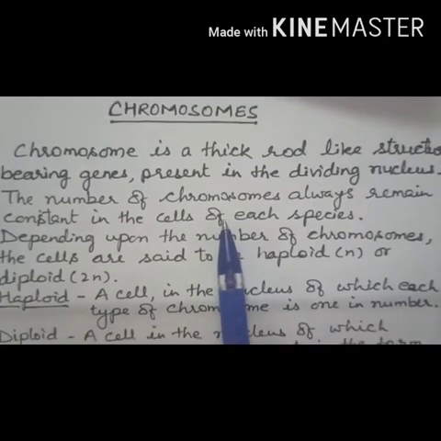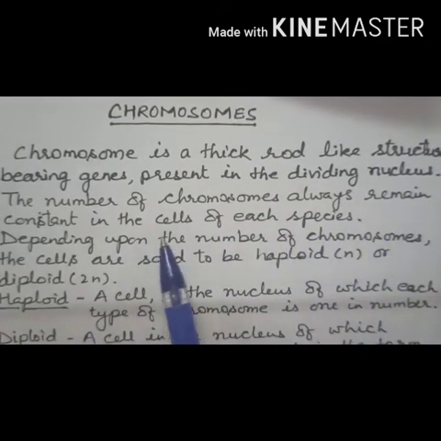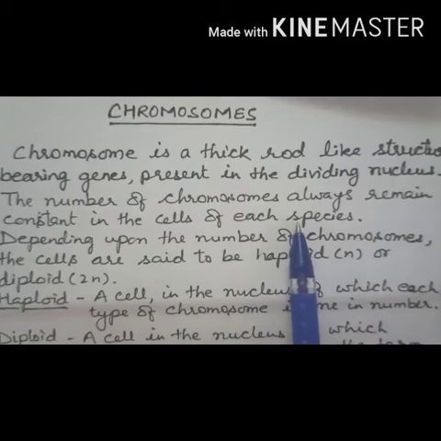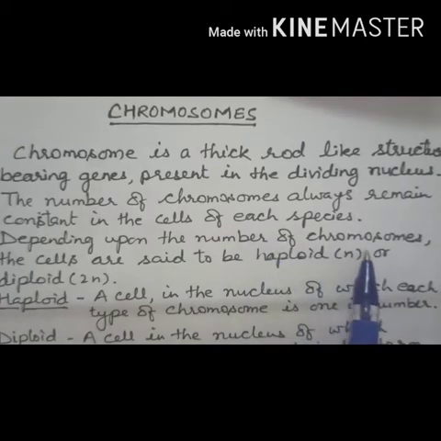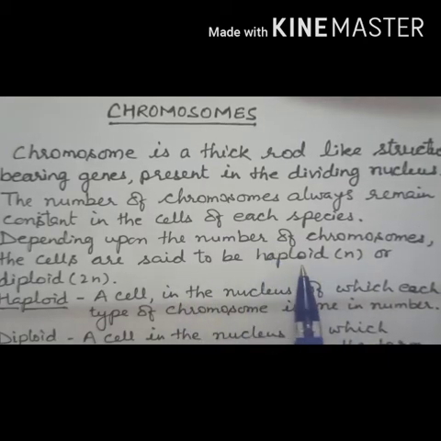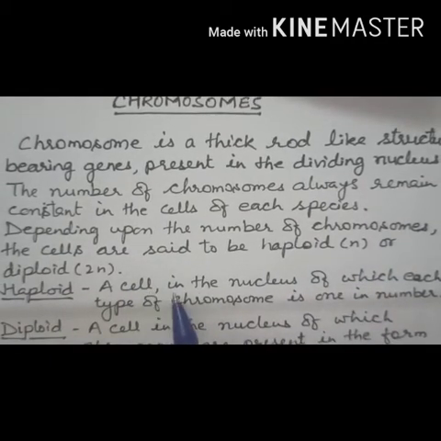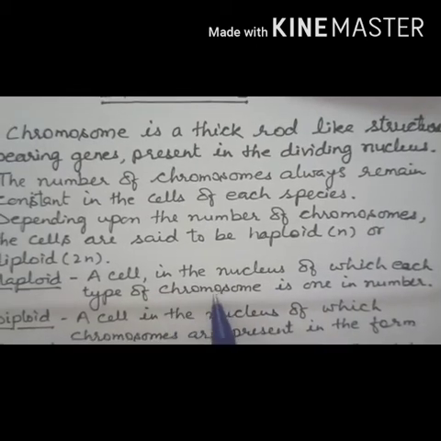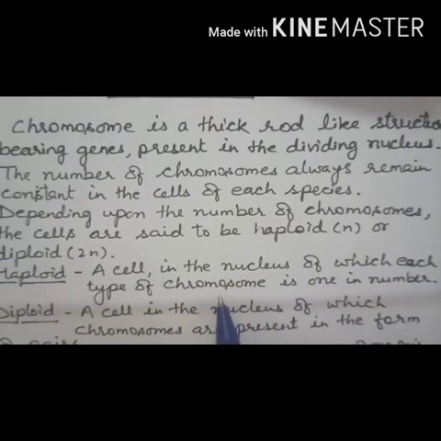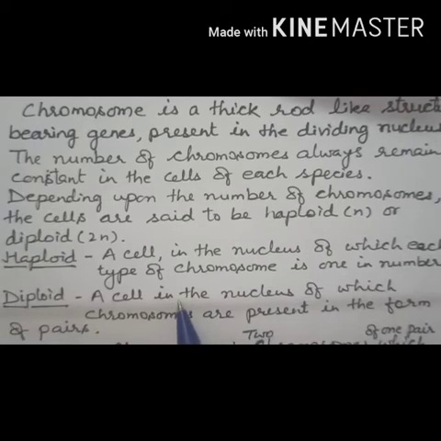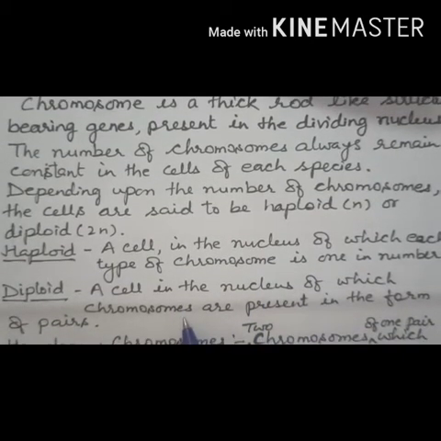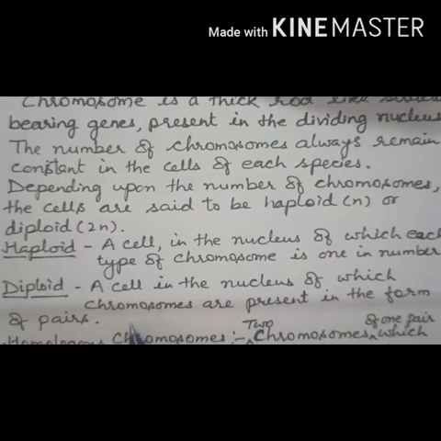The number of chromosomes always remains constant in the cells of each species. All of you know, in human beings, how many chromosomes are there? There are 23 pairs of chromosomes. Right? Depending upon the number of chromosomes, the cells are said to be haploid or diploid. What is a haploid cell? A cell in the nucleus of which each type of chromosome is one in number. And a diploid cell is a cell in the nucleus of which chromosomes are present in the form of pairs.